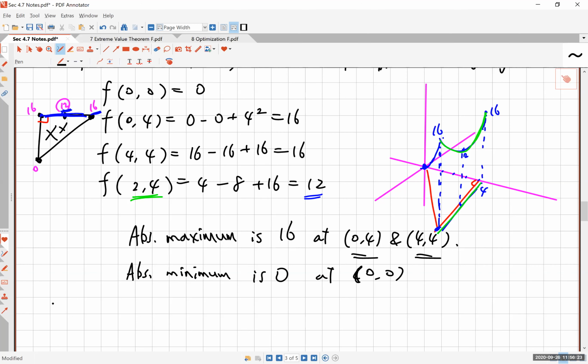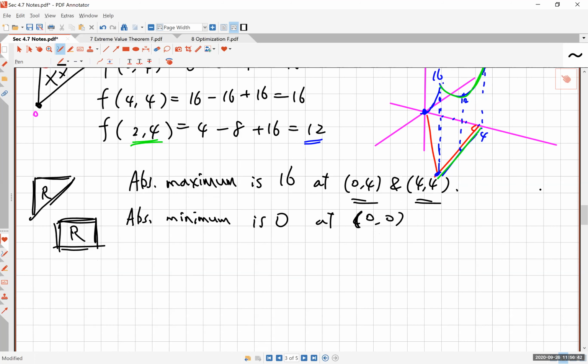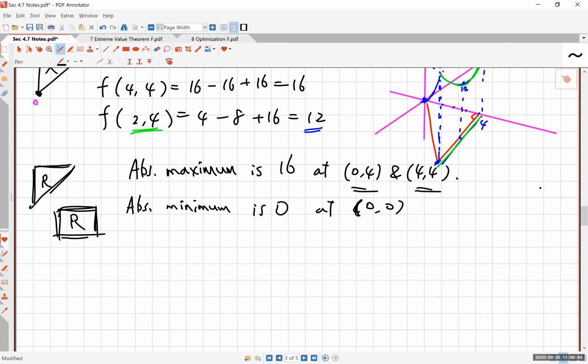So that's the gist of how you find your maximum and minimum. Now, in this case, the region was simple. It has 3 sides. If you have a rectangular region or a square region, you would have to consider all 4 edges. And so, again, that may take some time, but that's how you would do these problems.